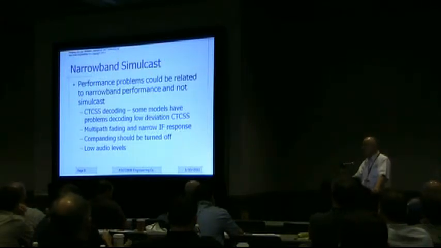Companding should be turned off. Almost every manufacturer has some sort of proprietary companding approach. You should turn that off because that's done in the radio, it's not done in the system. And it's pretty easy to have low audio levels. We get a lot of complaints from people that convert to narrowband that their audio levels are low compared to what they had.